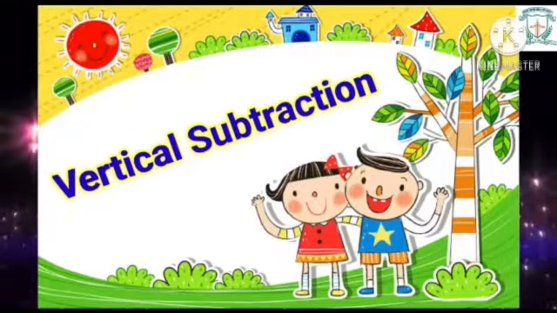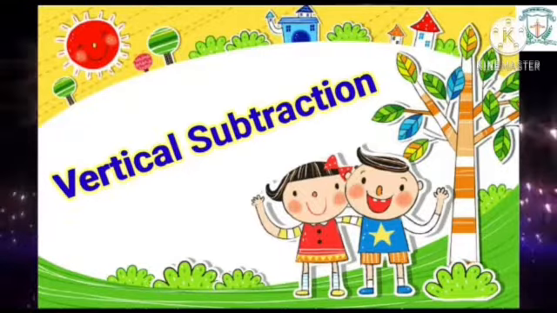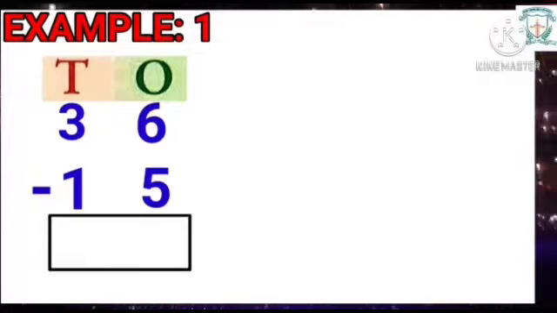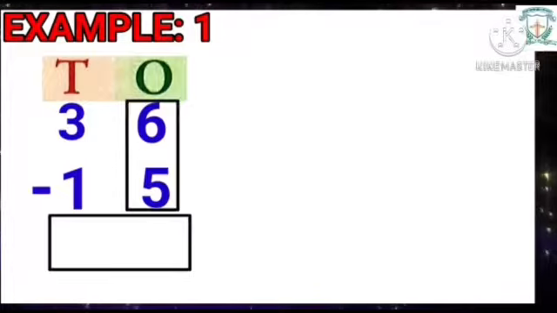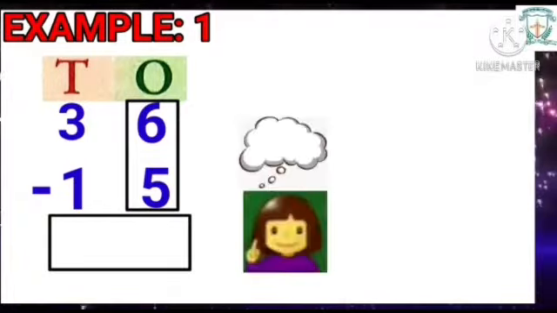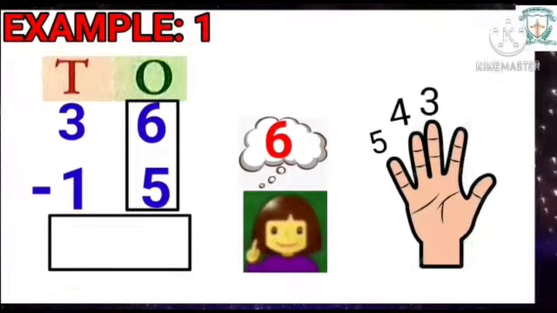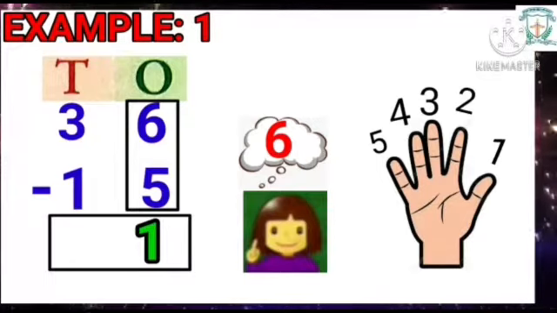We now move on to the next topic, vertical subtraction. Here we shall subtract two numbers by counting numbers backwards. In the first example, we shall subtract 15 from 36. We shall first subtract the digits in the ones place. We subtract as 6 in the mind and 5 fingers up. Before 6 comes 5, 4, 3, 2 and 1. We write 1 in the ones place.